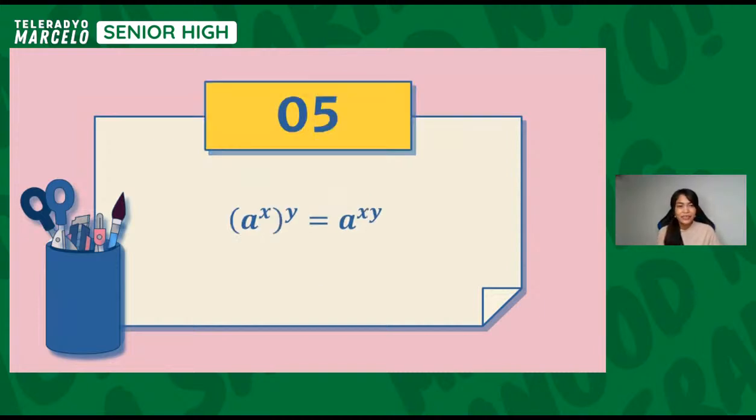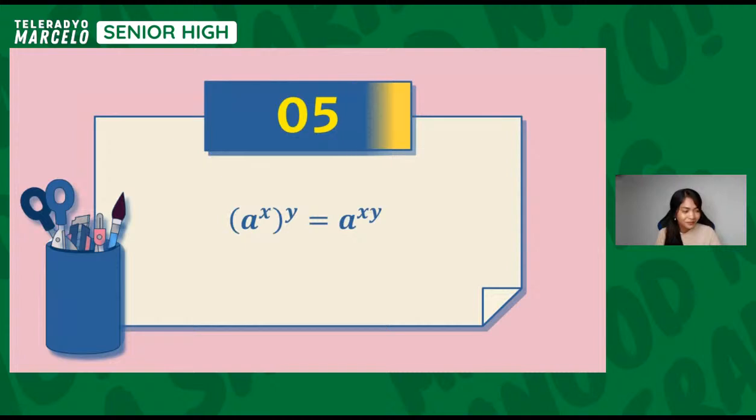Next, we have a raised to x raised to y equals a raised to xy. Is this true or false? Type in your answers. You have 5 seconds to do that. Okay, time is up. Let's see the correct answer. So this one is true. Why? That is because when an exponential expression is raised with another exponent, we simply copy the base and then we multiply the exponents. Okay.